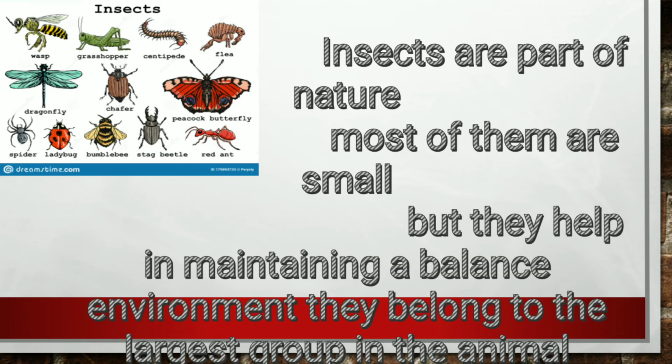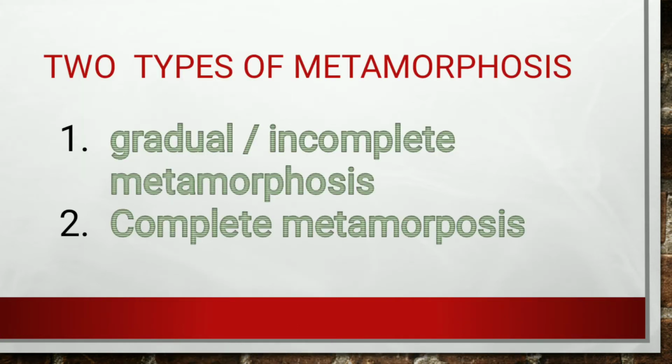Insects are part of nature. Most of them are small, but they help in maintaining a balanced environment. They belong to the largest group in the animal kingdom. Nabubuhay sila sa iba't ibang uri ng habitat kung saan sila ay nag-a-adapt, bagamat sila ay maliit. They undergo a series of development from an egg to a fully grown organism. This process is called metamorphosis. There are two types of metamorphosis. The first one is gradual or incomplete metamorphosis, and the second one is complete metamorphosis.